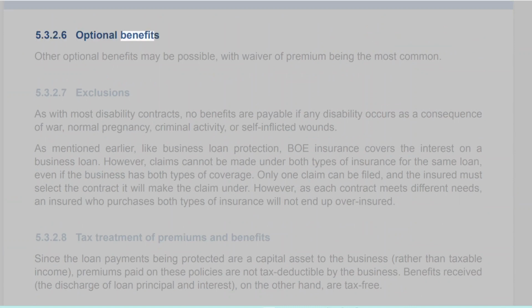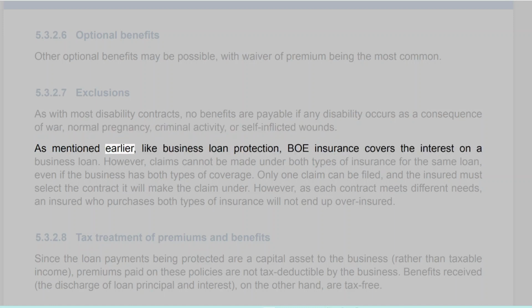5.3.2.6 Optional benefits. Other optional benefits may be possible, with waiver of premium being the most common. 5.3.2.7 Exclusions. As with most disability contracts, no benefits are payable if any disability occurs as a consequence of war, normal pregnancy, criminal activity, or self-inflicted wounds.